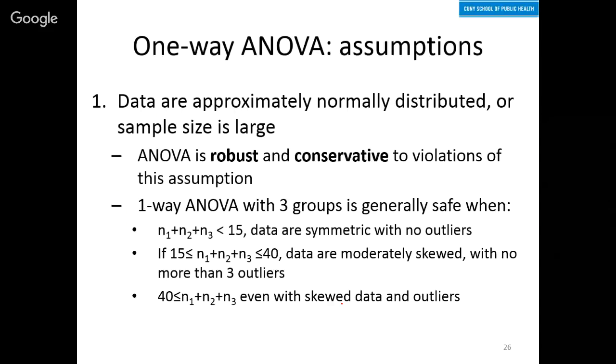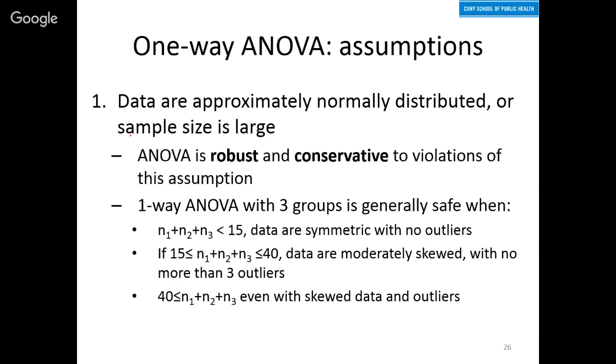As always, with any hypothesis test you do, there are assumptions involved, and I want you to know what the assumptions are. I provide a nicely searchable slide so you can find assumptions for any lecture. First assumption is again that the data are approximately normally distributed, or if the sample size is large, this becomes less important. It is worth keeping in mind that ANOVA is both robust and conservative to violations of this assumption.